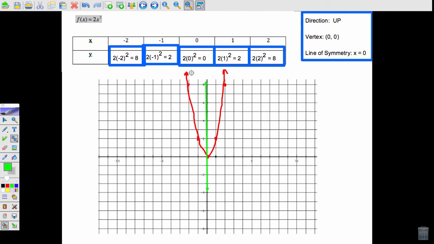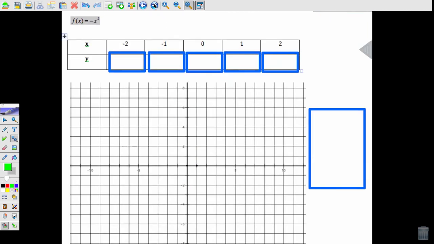Another thing you're going to notice compared to the parent parabola, it's a little thinner or a little skinnier, what we call narrow. Okay, we're going to begin talking about this. Think about what you see in this equation, what might make it narrower than the original parabola.